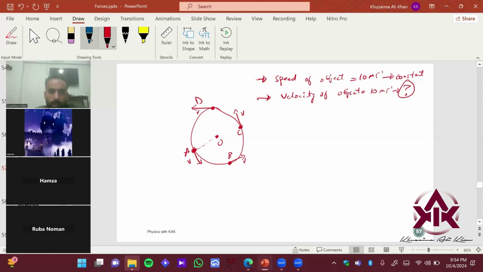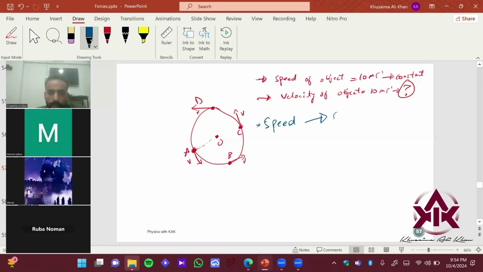Okay, let me just start. Just imagine, what is speed? Is speed scalar or vector? Speed is a scalar quantity, right? It doesn't depend upon direction, right? If you just say that it has a constant magnitude of 10 meter per second, that's okay. We can say that speed is constant.